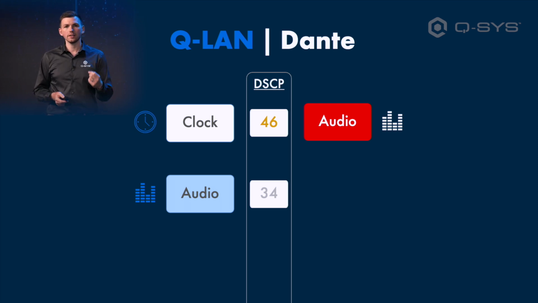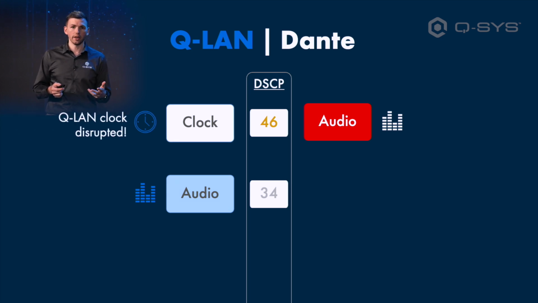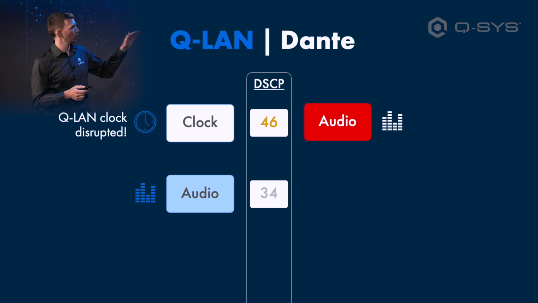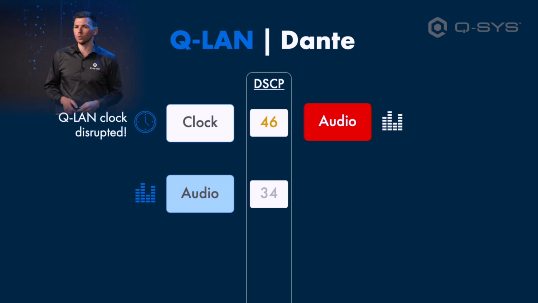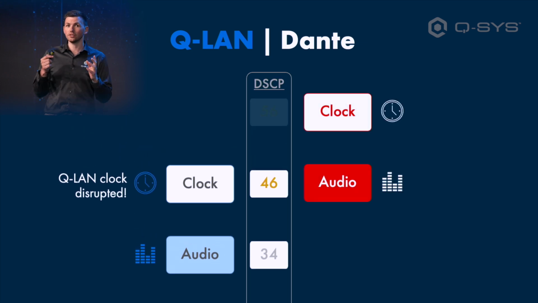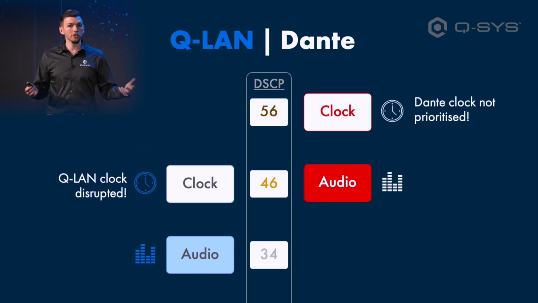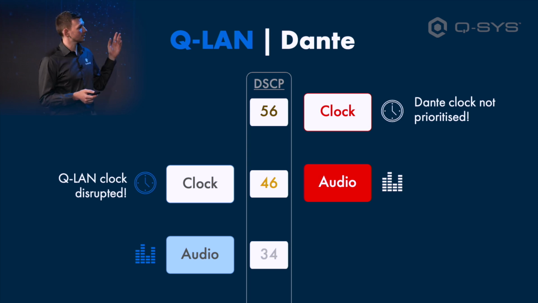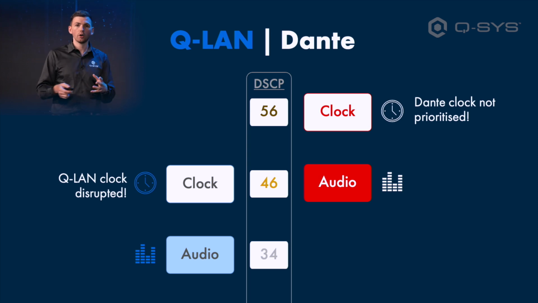So you've told the network that these things are of an equal priority level. And what you find, if there's enough Dante traffic on the same network, on the same uplink as Q-SYS clock, is that it is actually going to disrupt that Q-SYS clock and cause a bit of an issue there. Okay? So that's because we've got 46 used by our clock and Dante audio. Now, the other thing, though, is that Dante clock uses DSCP tag 56, which, if we set up the network for Q-SYS, is actually not prioritized at all. So now we've got our clock that's been pushed around a bit, and we've got the Dante clock that's not prioritized at all. So it's just generally a bad situation, okay?